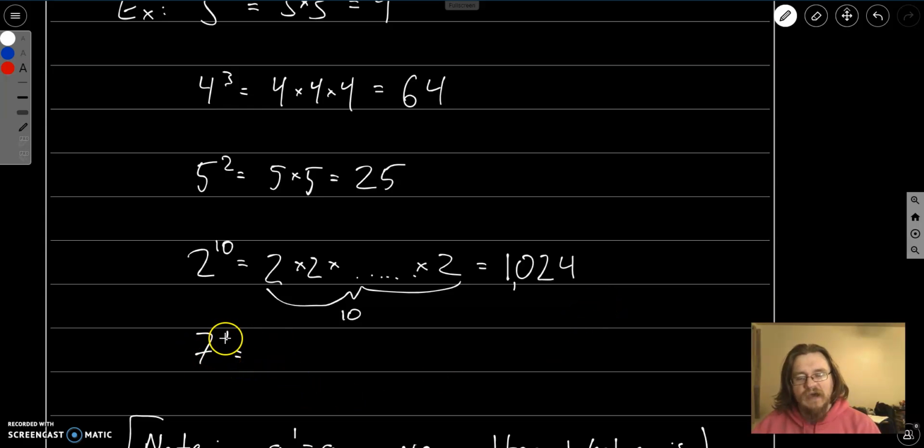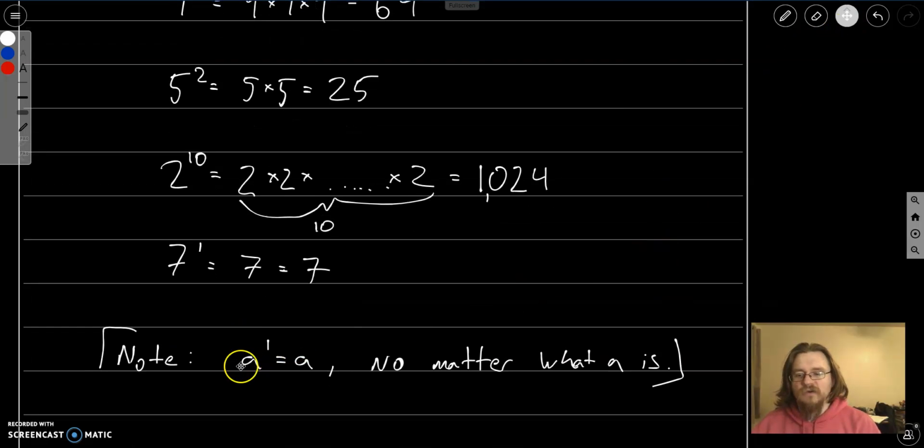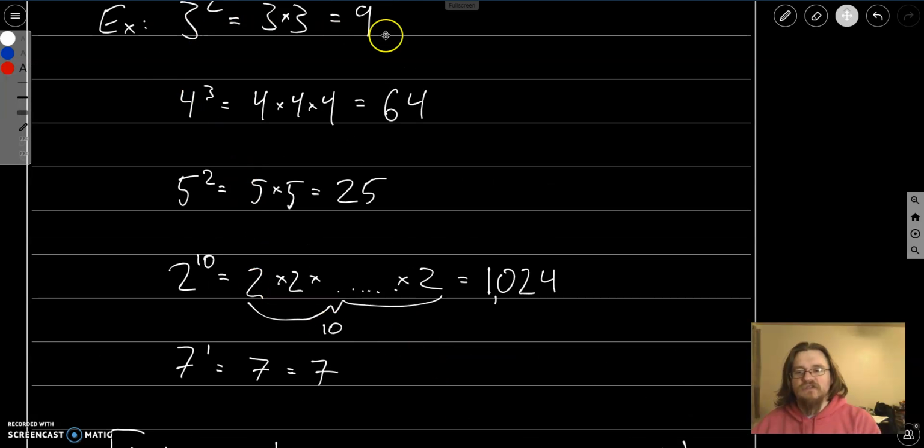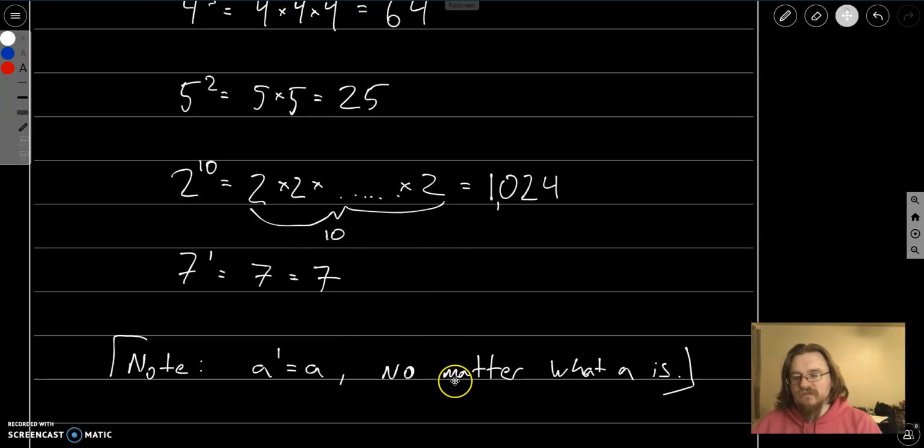Here's a special case. 7 to the first power, that's just one copy of 7, which is just 7. So it turns out anything to the first power is always itself. If I take a to the first power, it's just a. It doesn't matter what a is. 7 to the first power is 7. 12 to the first power is 12. Anything to the first power is just itself. So this is a nice easy one. So exponents aren't too hard. It's just going to be multiplication.